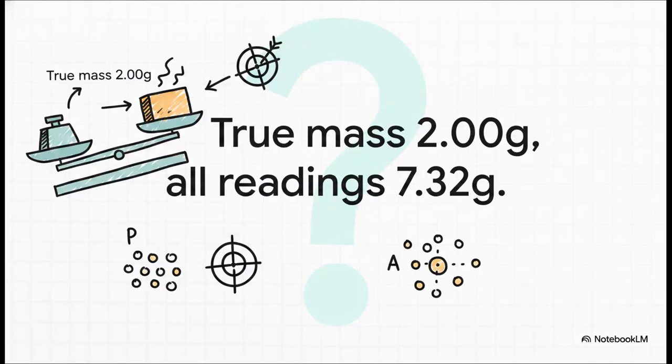Okay, here it is, the classic accuracy versus precision test. So we have a known value. The standard is exactly 2 grams. But our scale keeps giving us the same weird reading, 7.32 grams every single time. So what does that tell us about this balance?